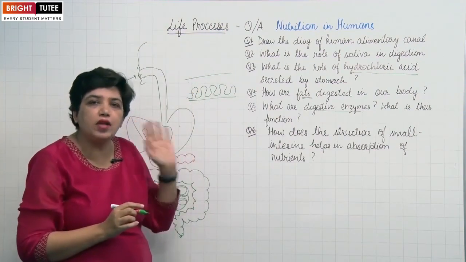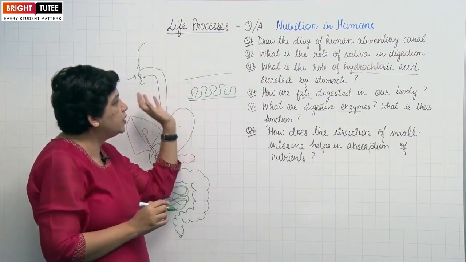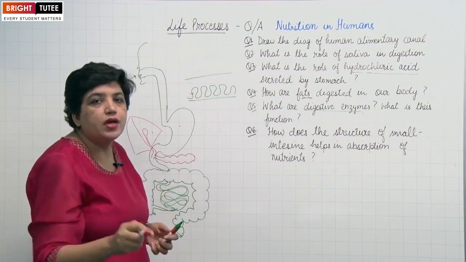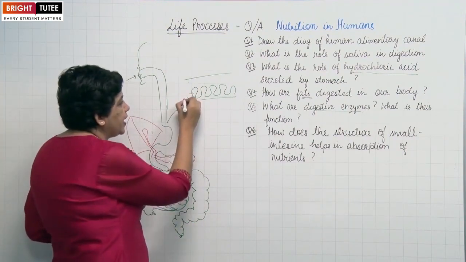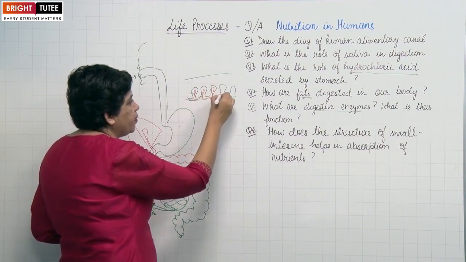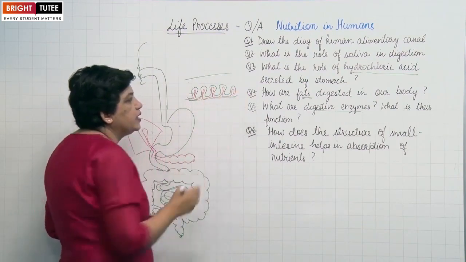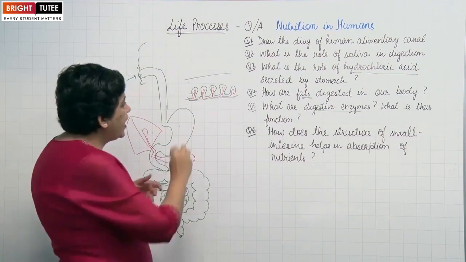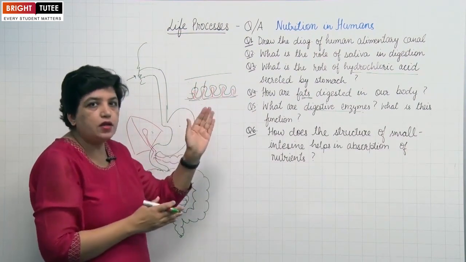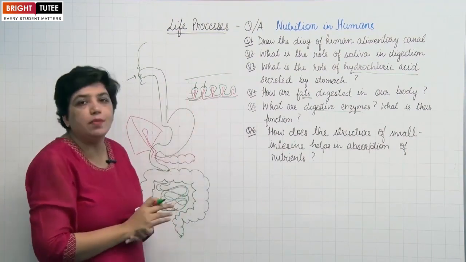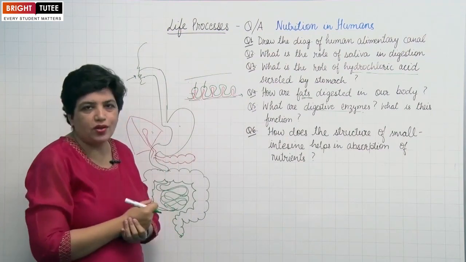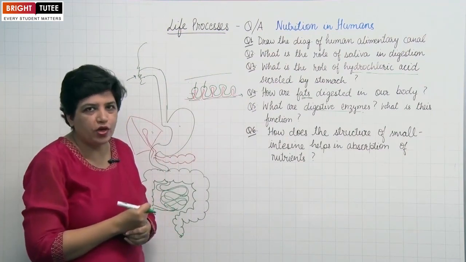Secondly, they are highly thin-walled so that the nutrients can pass through this wall. Moreover, these villi are richly supplied by the blood vessels. These arteries and veins forming the capillaries in the villi. So, as the nutrients get digested in the small intestine, they enter from the villi and into the blood vessels. Then from the blood vessels, they are carried to all the cells, all the tissues of the body.